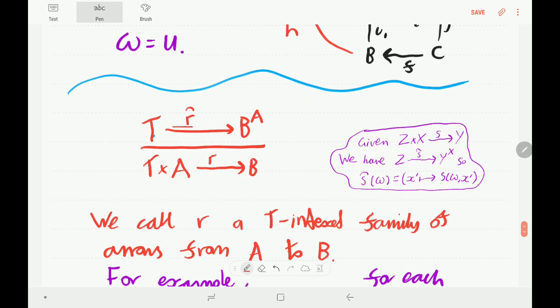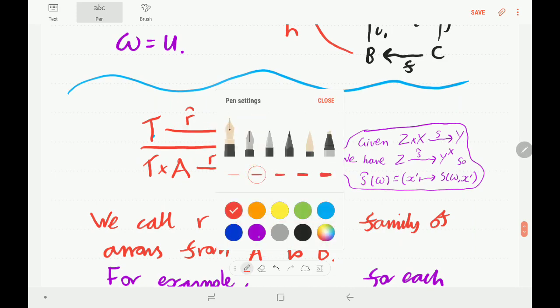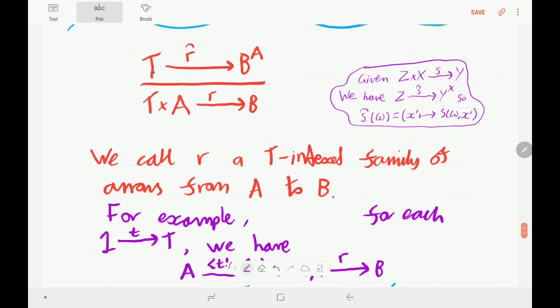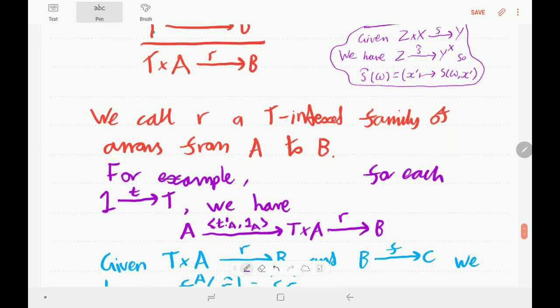A bit more intuitive stuff is just what's meant. There's a bit of terminology here. We call an arrow R from T times A to B sometimes a T-indexed family of arrows from A to B. And we can kind of see why we call it that.